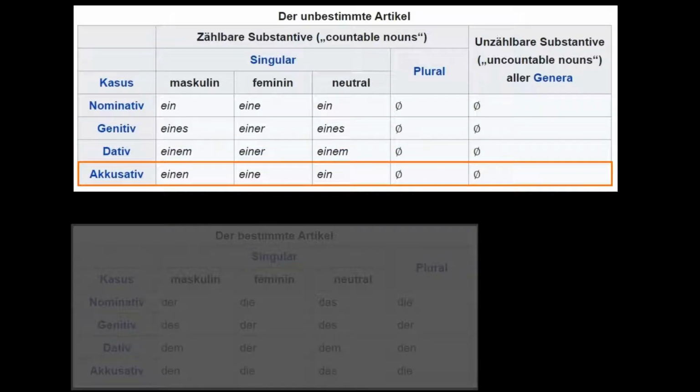Akkusativ. Ich kaufe einen Stift. Ich kaufe eine Lampe. Ich kaufe ein Buch. And again, no articles for plural and non-countable stuff.